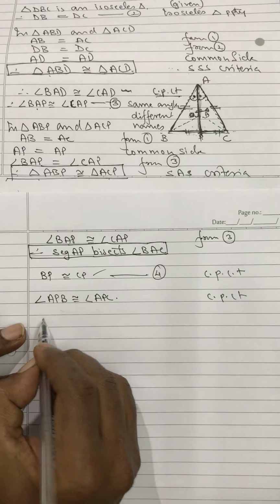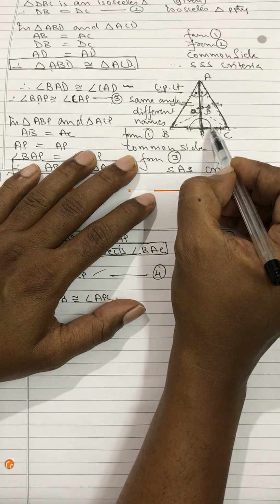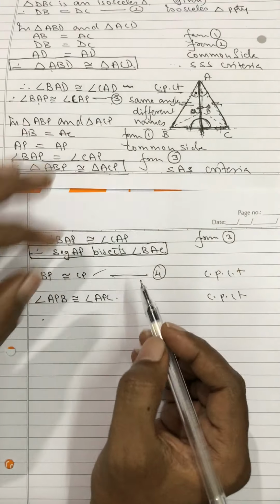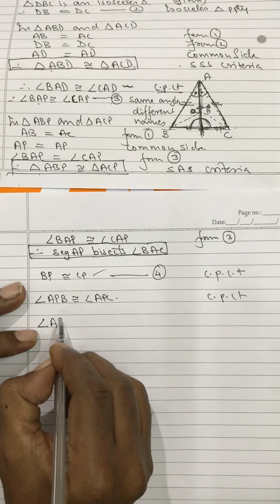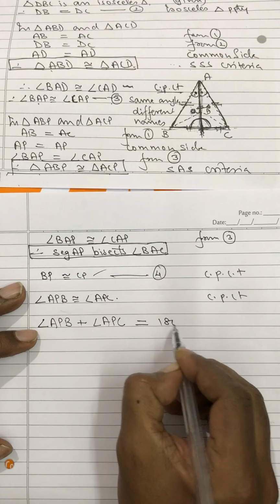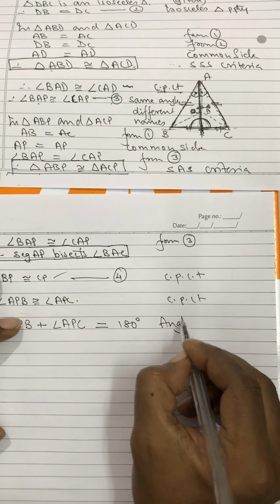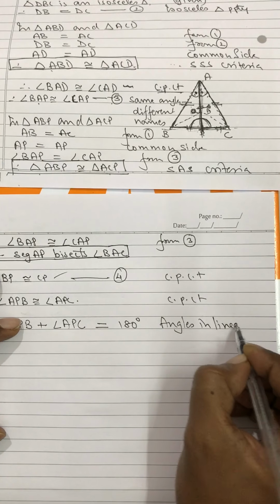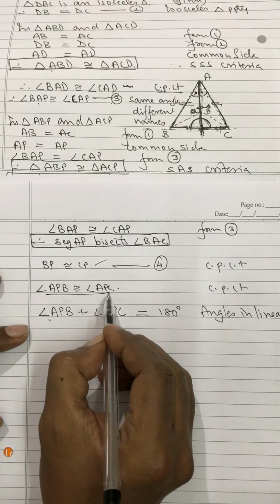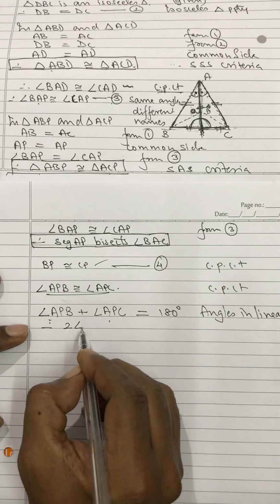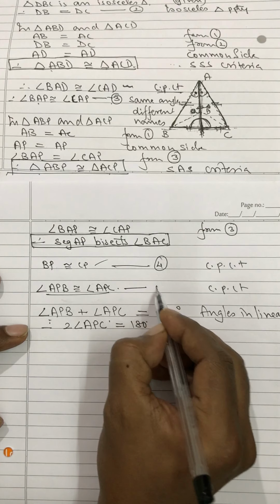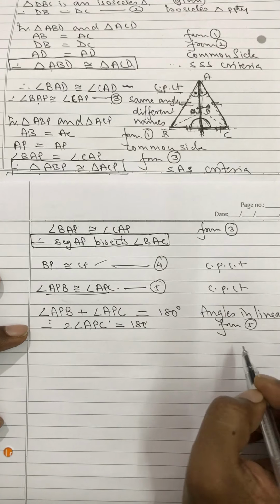So what I will do over here, now I will apply the angles in linear pair property. Angle APB plus angle APC is equal to 180 degree. Reason is angles in linear pair. Fine. But these two are congruent. Therefore, two angle APC is equal to 180 degree. This is from 5 because they both are congruent.